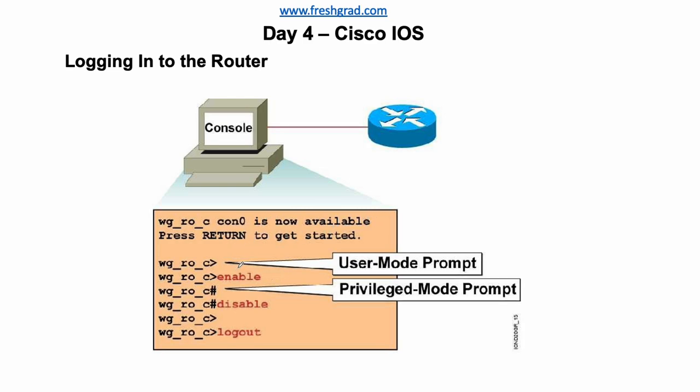So when you are in this mode, remember it's the user mode prompt. If you see the greater-than sign, that is user mode. And if you see the hash or pound key, that means privileged mode.